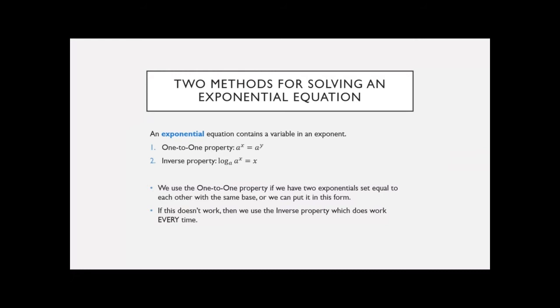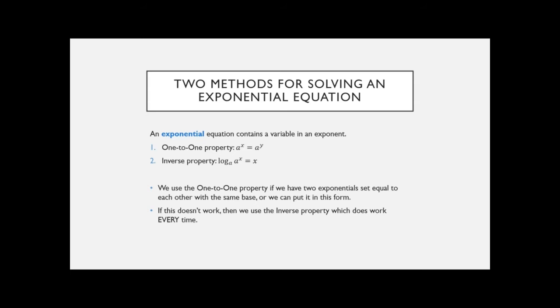First, let me start with what an exponential equation is. It is an equation where your variable is in the exponent. This is different from our polynomials, where the variable is the base and the exponent is a number. They both contain exponents, but what is in the exponent is what matters. So exponentials have the variable in the exponent. There are basically two ways that we can solve this: using the one-to-one property, or using the inverse property. I talked about the inverse property in my video last week, when I was talking about the basic properties of logarithms.